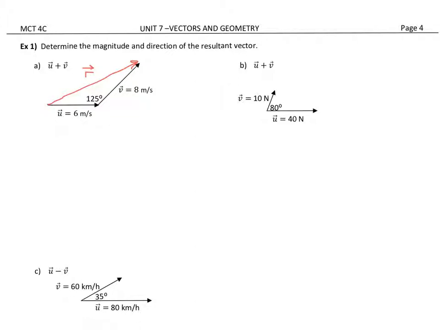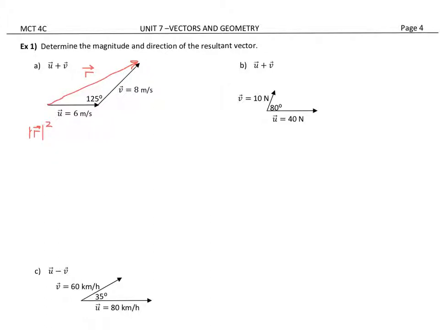Now to calculate the magnitude of this, do you see that we have an oblique triangle where we know two sides and the contained angle? That tells us we can use our cosine law that we did back in our trigonometry unit to help us get the magnitude of r. So cosine law is that a squared equals b squared plus c squared minus 2bc cos of angle A.